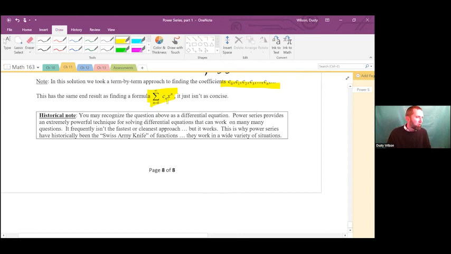So, historical note. You may recognize the question above as a differential equation. Power series provides an extremely powerful technique for solving differential equations that can work on many, many questions. It frequently isn't the fastest or cleanest approach, but it works. This is why power series have historically been that Swiss Army knife or duct tape of functions. They work in a wide variety of situations.